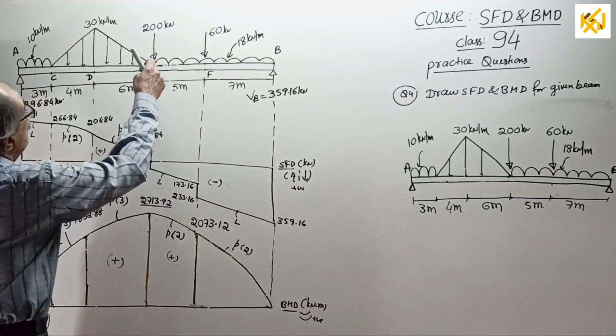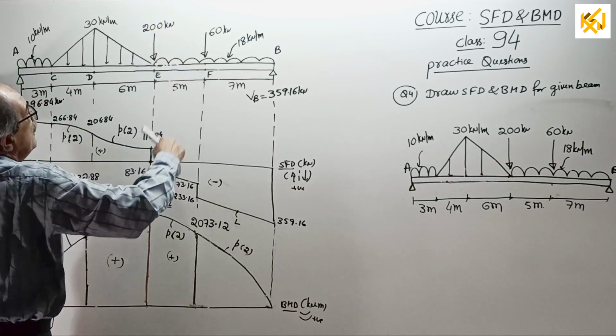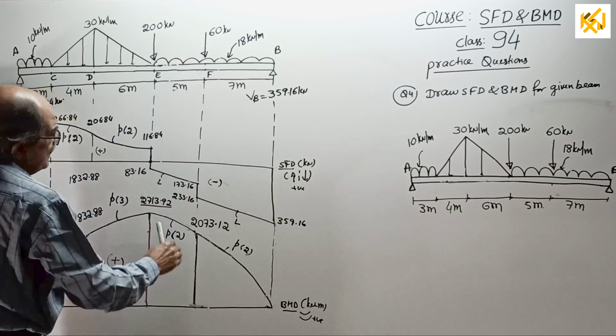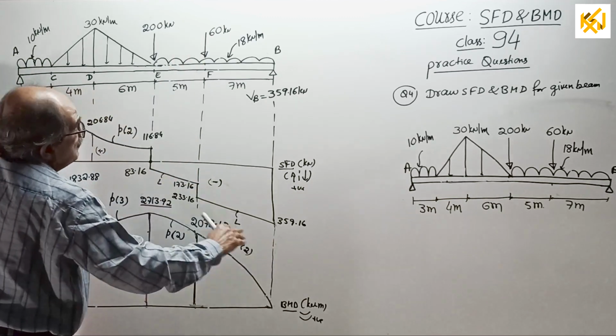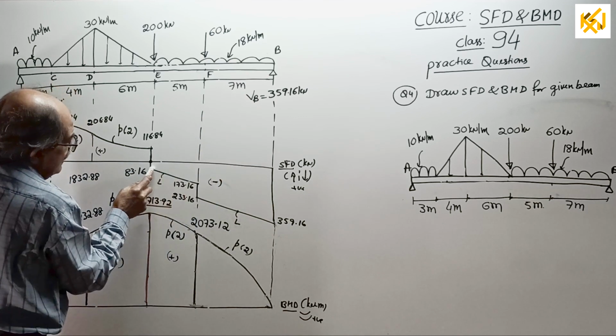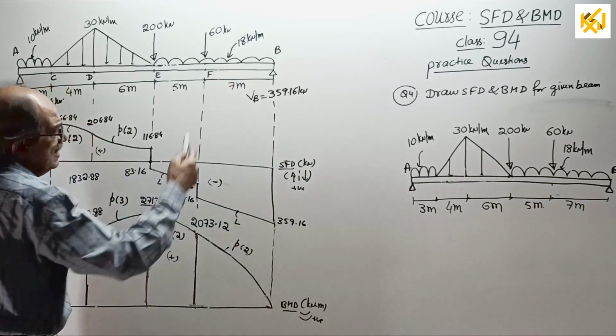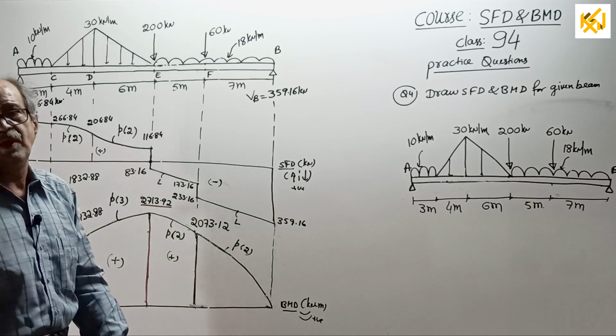Okay, then from here to here, come down by 18 into 5 linear, then suddenly down by 60, again go this way by 18 into 7. Remember, these two lines should be parallel. Lastly, go up by 359.16 over SFD.